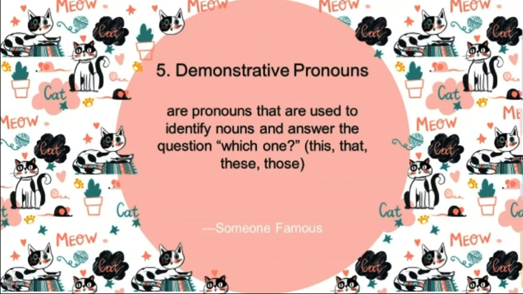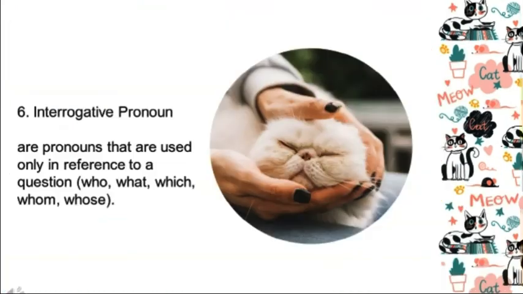The fifth is demonstrative pronouns. Are pronouns that are used to identify nouns and answer the question which one. There is this, that, these, and those. The sixth is interrogative pronouns. Are pronouns that are used only in reference to a question: who, what, which, whom, and whose.